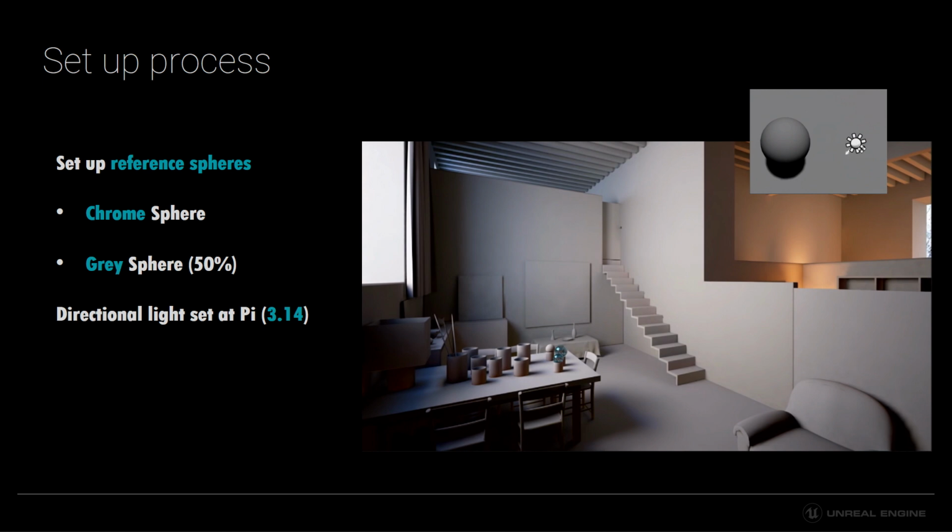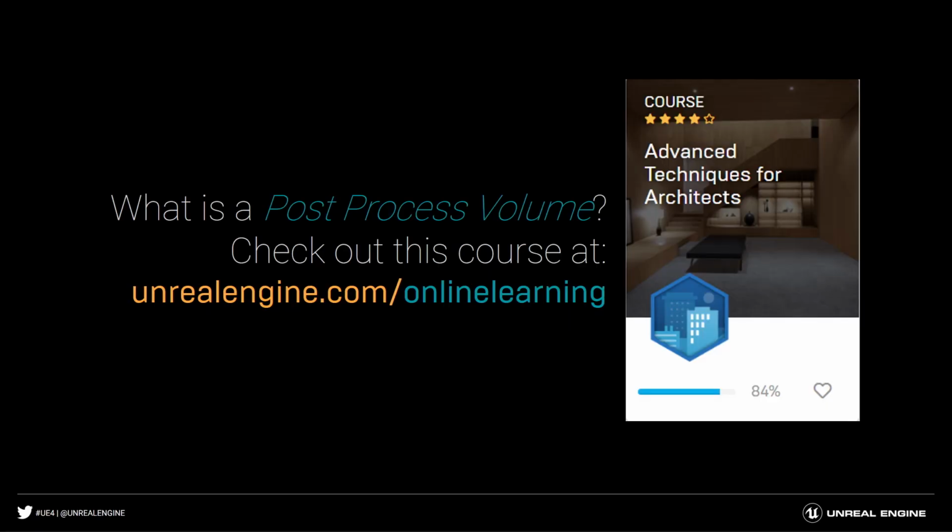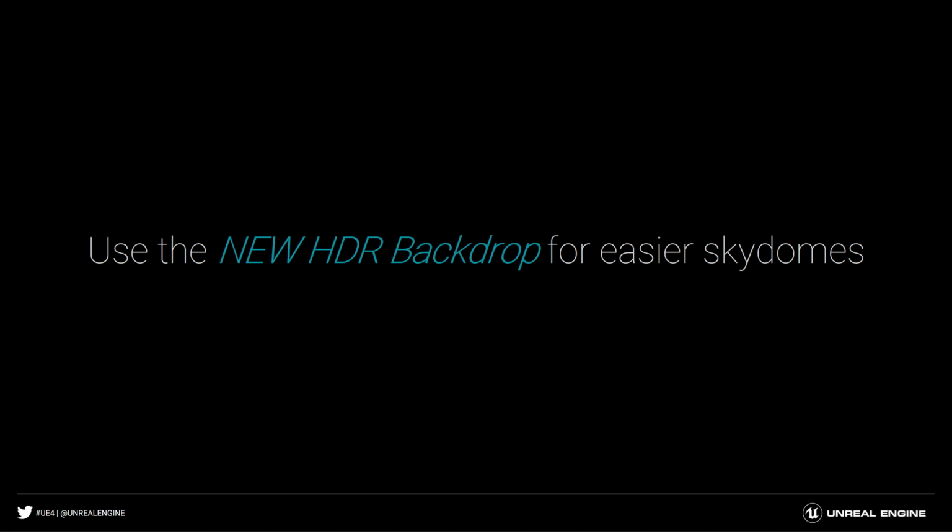Of course, we have photometric lights in Unreal Engine. So if you're using an IES file or something like that, you'll be going with that. So again, you can do that. So if you're not sure what a post-process volume is, we actually have a couple of courses on our online portal that tell you this. I would strongly recommend you check out this Advanced Techniques for Architecture course, and you can find that at unrealengine.com/onlinelearning.